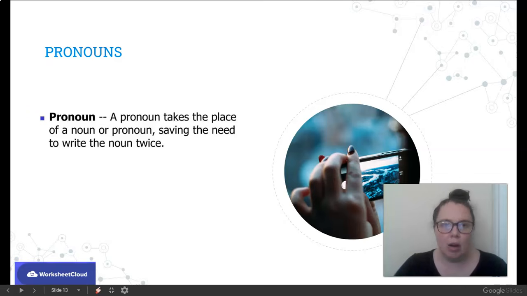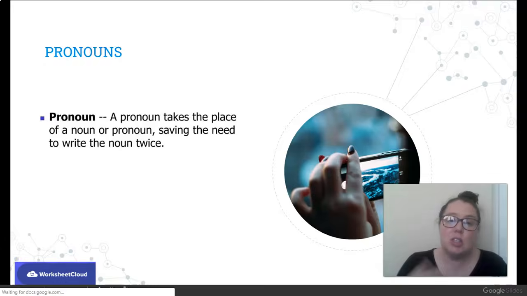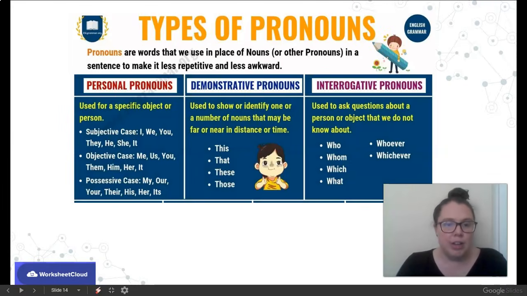So that's what a pronoun does. It replaces a noun so that the sentence still makes sense. You know who is being spoken about, but you're not repeating their name the whole time. Let's look at the different types of pronouns.